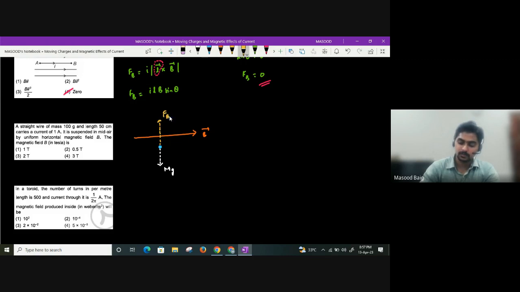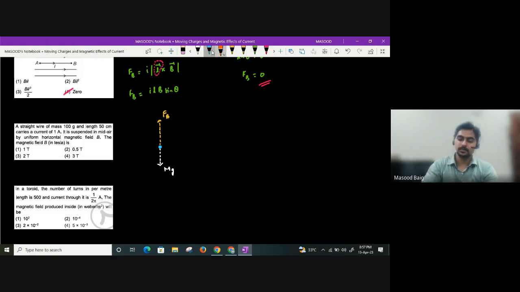There should be one force which will counter the weight. And which force will that be, beta? That force has to be your magnetic force. The magnetic force I need to get in upward direction. When will I get magnetic force in upward direction? How should the current be, guys? Uniform horizontal magnetic field, they have said, no? So horizontal means, see, what is the horizontal plane? XZ plane is a horizontal plane.